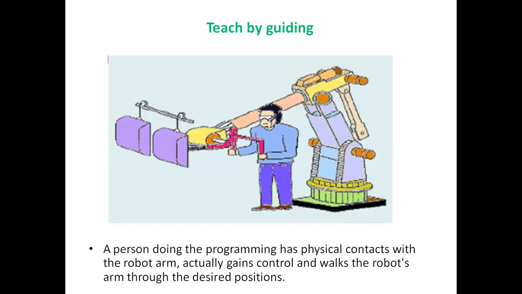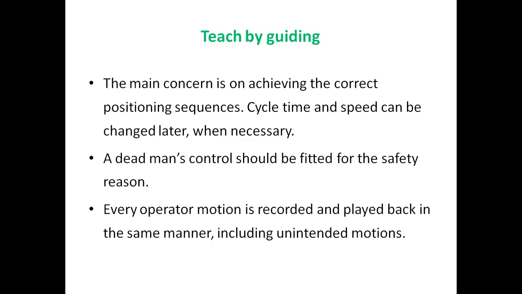So they will have physical contact with the robot arm. So what actually happens is they are able to gain control and walk the robot's arm to the desired position. The main concern is that it is done with the correct positioning sequences. The cycle time and the speed can be changed later, but a dead man's control should be fitted for safety reasons.